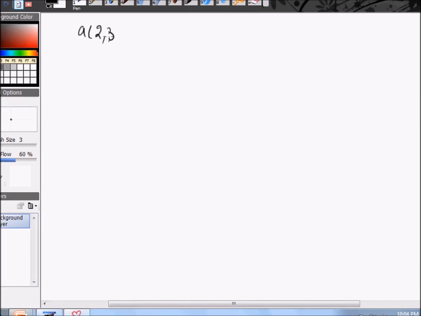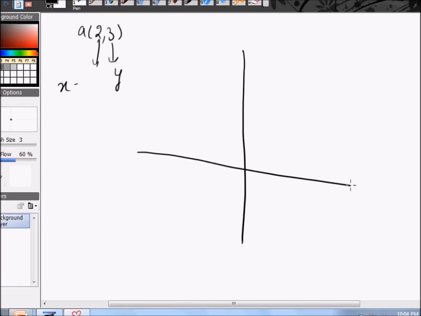Let us clarify this slide. If (2, 3) is a point, then 2 is the x coordinate and 3 is the y coordinate. See, this is our Cartesian plane. These are the points.